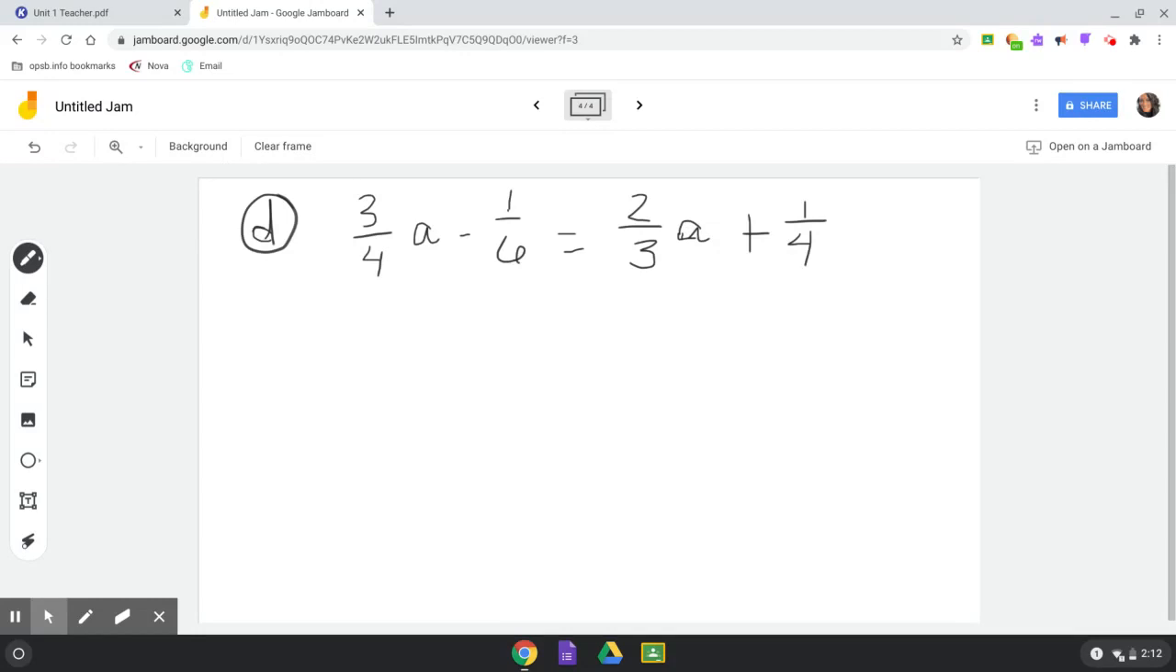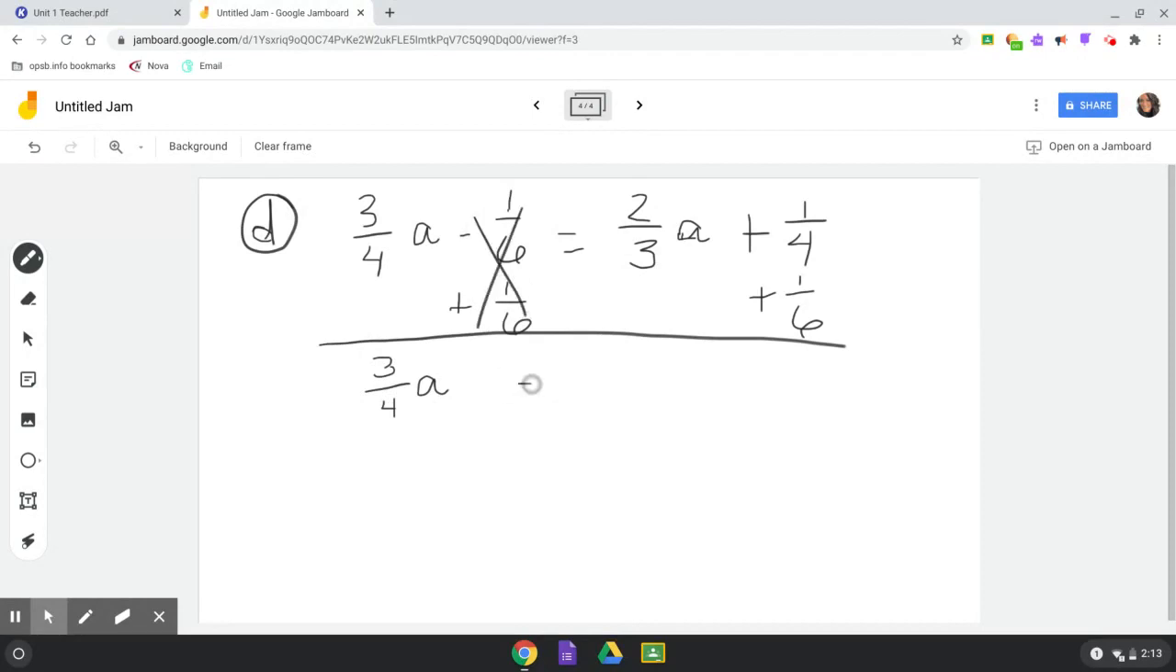Okay, so I'm going to start by adding 1/6. I'm going to add 1/6 to both sides, because that would help me keep a positive. This is what Mr. Witt chooses to do. I'm adding 1/6. Now I've got 3/4 A. 3/4 A remains the same. 1/6 cancels, equals 2/3 A stays the same.